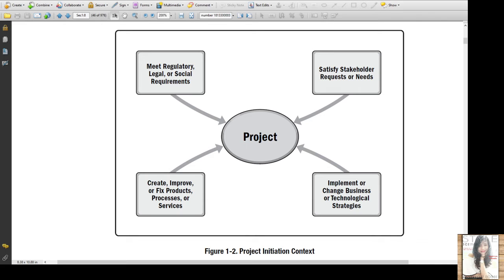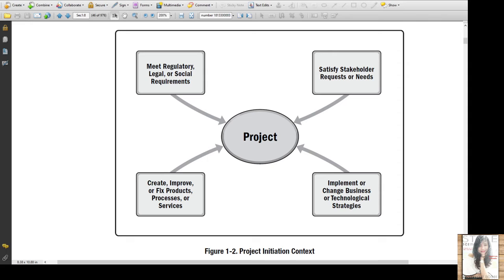Project initiation context. The organization leaders initiate projects in response to factors acting upon their organization. There are 4 fundamental categories for these factors. So project initiation context, there are 4 fundamentals which illustrate the context of a project.